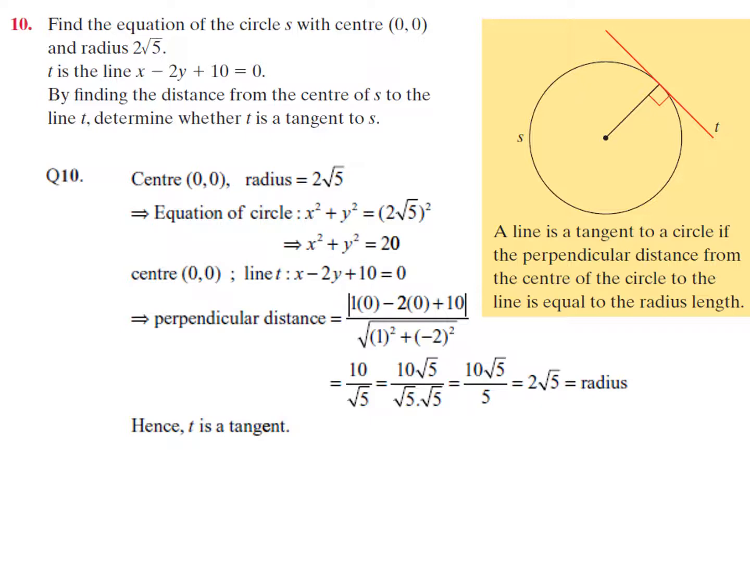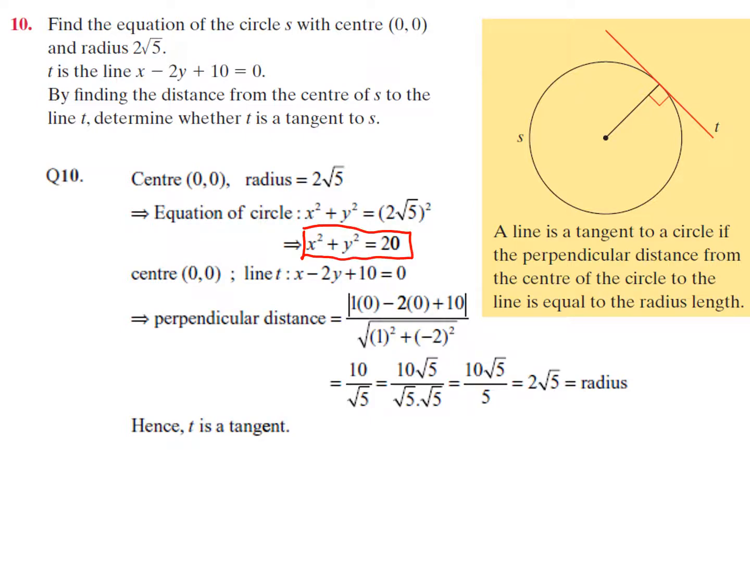Find the equation of the circle S with center 0, 0 and radius 2 root 5. Okay, so that's the first part. And then it says T is the line x minus 2y plus 10 equals 0. By finding the distance from the center of S to the line T, determine whether T is a tangent to S. So working with center 0, 0, radius 2 root 5, subbed into our equation, we get our final equation as x squared plus y squared equals 20.